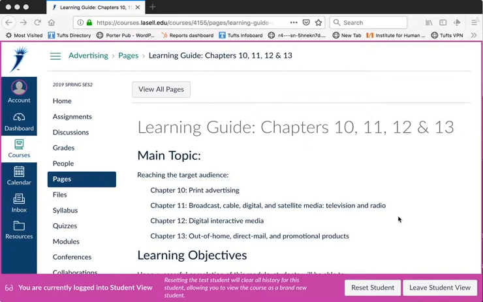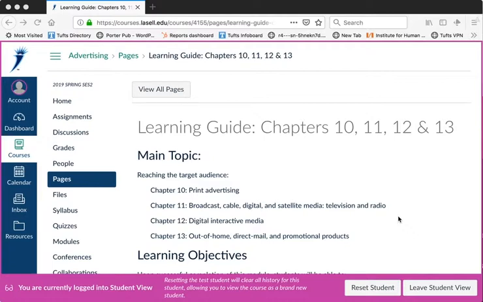Then we move to chapter 12. Chapter 12 is digital interactive media. Basically, this is what we call today digital marketing. It addresses the website, advertising on search engines like Google and Yahoo, advertising on social media, display advertising, and more. This is a very important media.